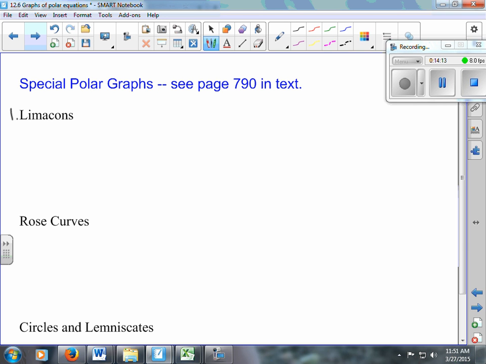Then the next type are the rose curves, and we did one of those as well. Those are petals. In the rose curves, you have either an odd number of petals or an even number of petals, and it's all based on what the number is in front of the theta, and you can look all of that up. Again, they have 4 examples there, and I'd like you to draw 4 curves with 4 examples. So we're going to go to page 790 in the book and draw example graphs.